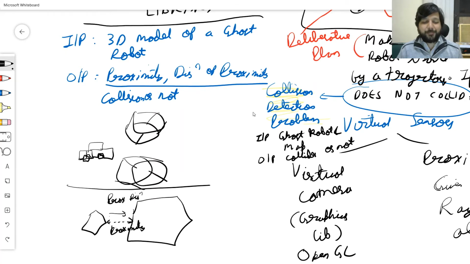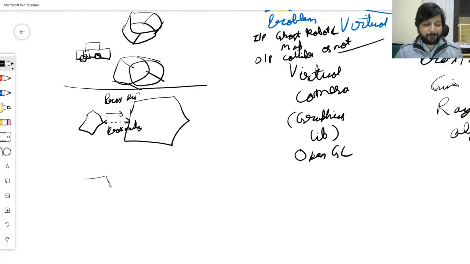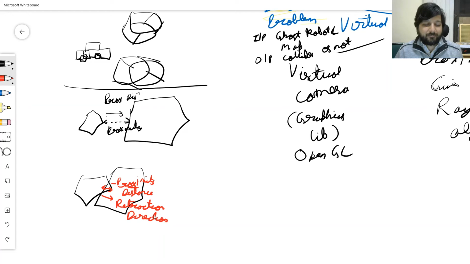So these are the two outputs, and in case they overlap, this is the negative of proximity distance, and the proximity direction is called the retraction direction. And there are geometric algorithms that do that.